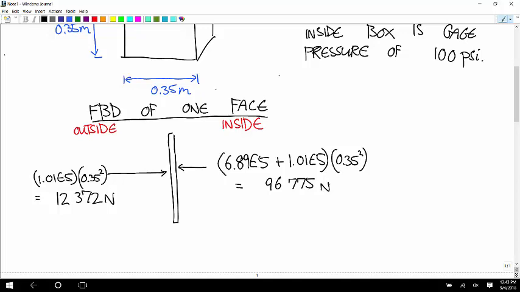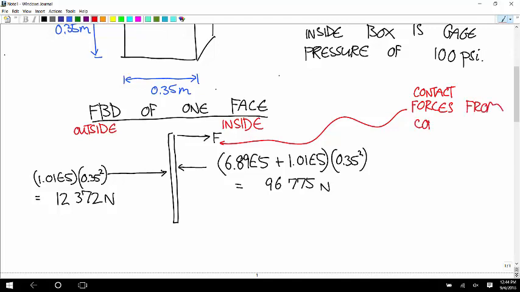Whatever forces are holding the box together. If you applied this pressure difference to a box made of paper, it would explode. If you did it to a concrete box with walls this thick, it wouldn't. So the difference is just the forces applied by the welding or the glue or the nails or whatever. And so I'm just going to put that, let's see. So we know that that force is going to go this way. I'll just write that as F. So call that the contact force, forces from the connections.